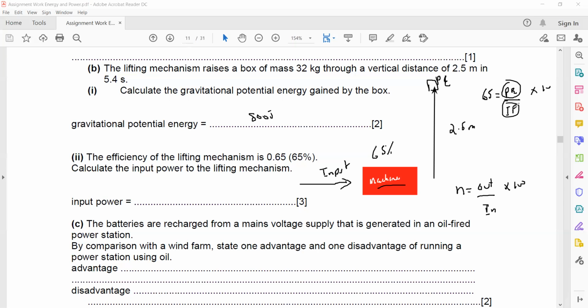After calculating the input energy, you can calculate the input power. So this is a machine which is lifting an object, and it is 65% efficient. Means if we take, for example, 100 joules of energy, only 65 joules of energy is converted to potential energy, and the remaining 35 joules of energy is lost to the surroundings.